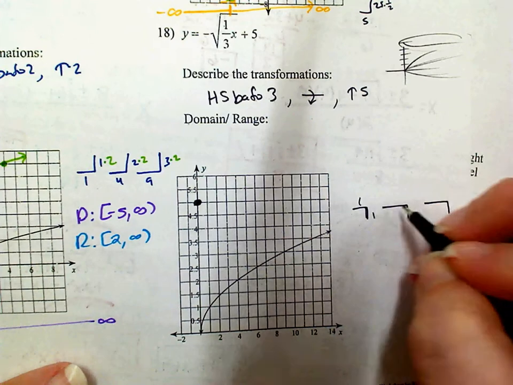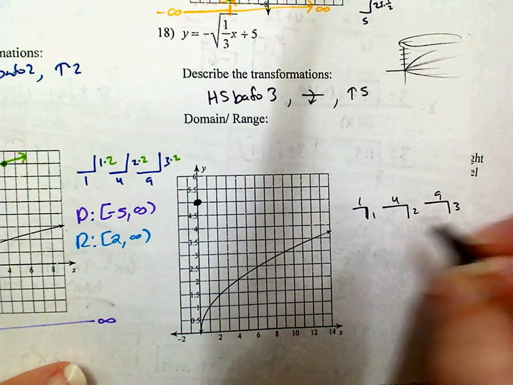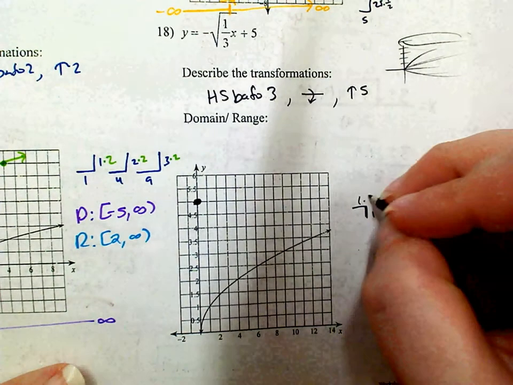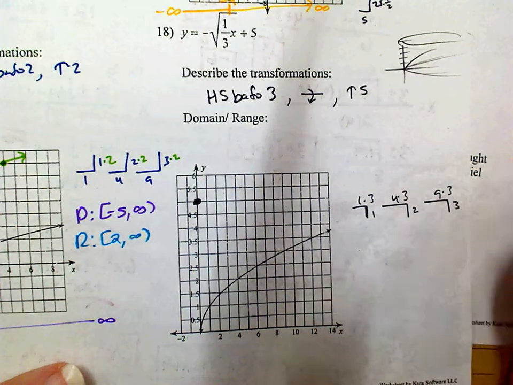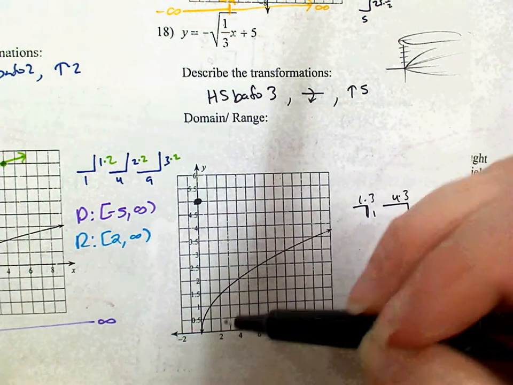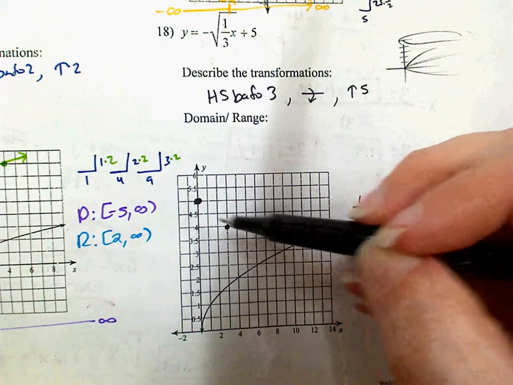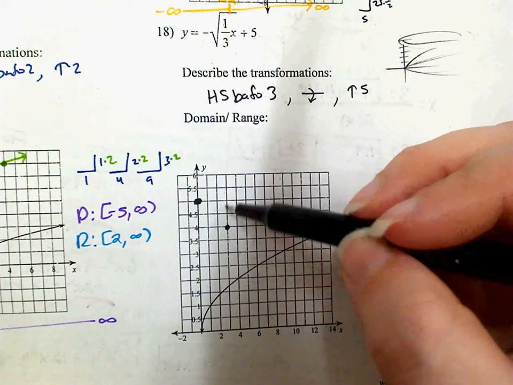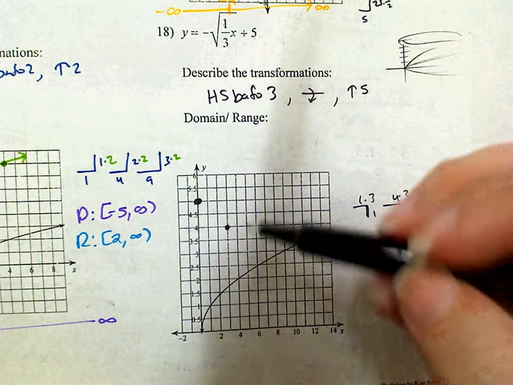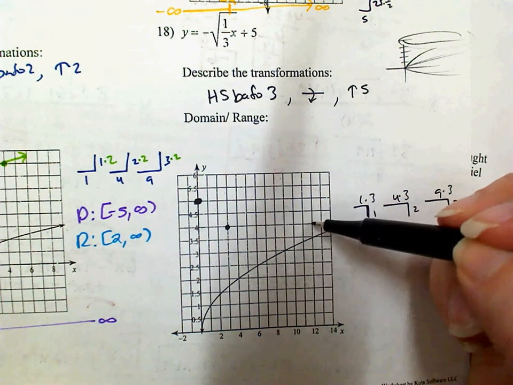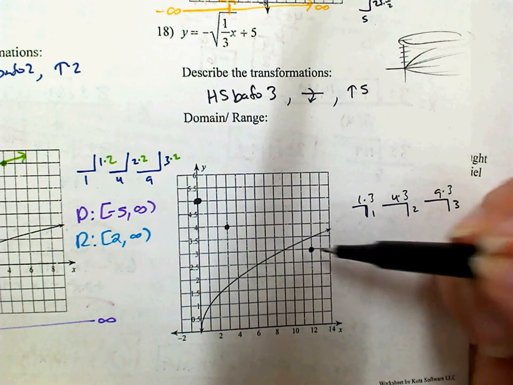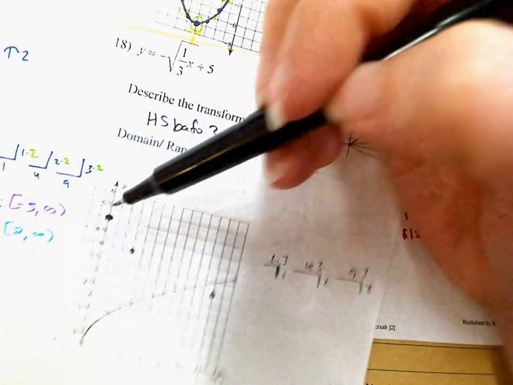And then horizontal stretch by a factor of 3 means I multiplied these by 3. So I should go to the right 3 and down 1. So to the right 3 and down 1, pay attention to the scale. So I should be at the point 3, 4. And then I'm going to go to the right 12 and down 2. So 12 is right here. And then down 2 from 5 is 3. And that's all I'm going to be able to see. So my graph should look like that.